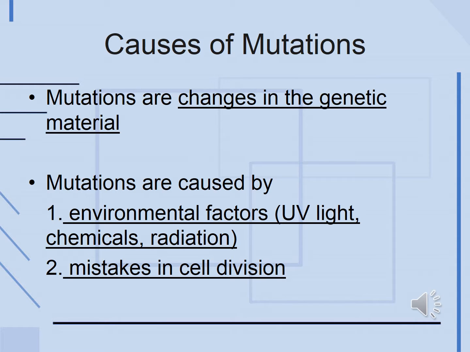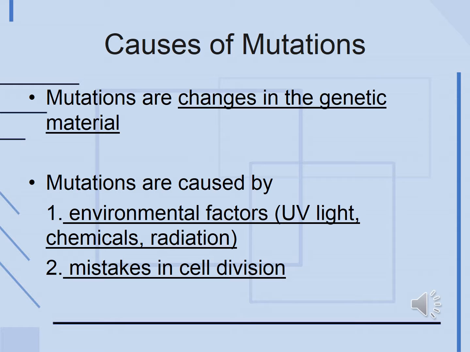So what kinds of things cause mutations? So what is a mutation first? First, a mutation is any kind of change in genetic material. So in other words, any change that can occur to your DNA.